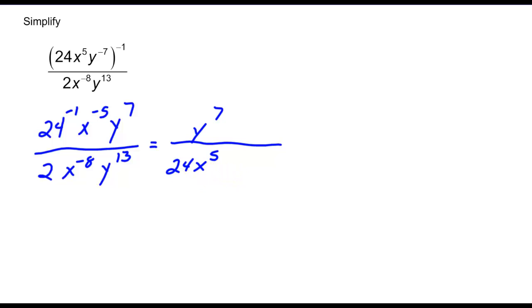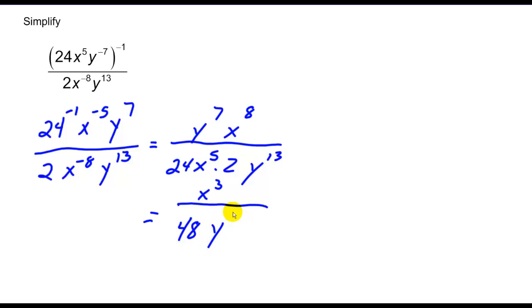Let's move down to the bottom. There's a 2. I bring this x to the numerator, make its exponent positive, and leave y to the 13th down here. So then we clean that up a little bit. A 2 and a 24 is a 48. Biggest power of x is in the numerator, subtract the 2, so that's x cubed. Biggest power of y is in the denominator, subtract 2, get y to the 6th. And that's my final answer.